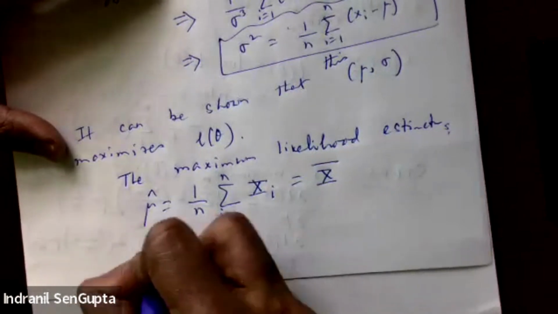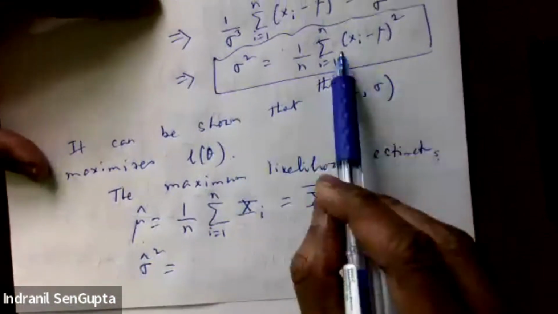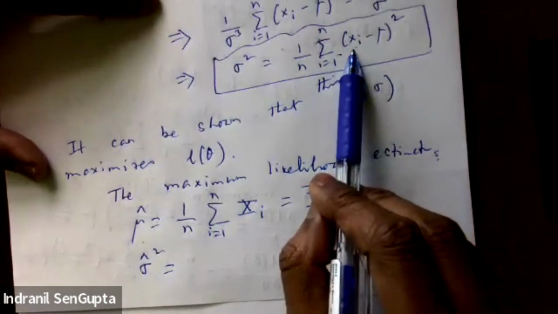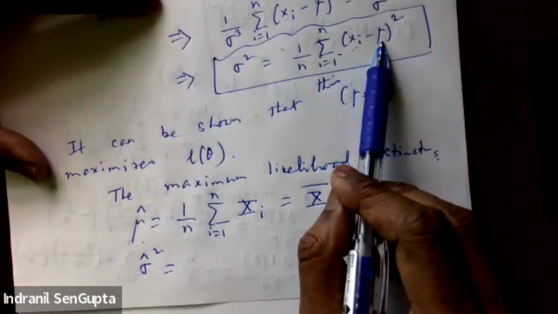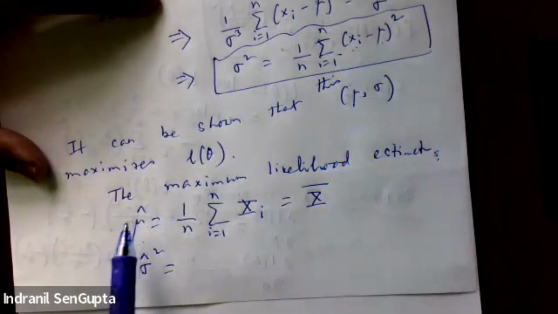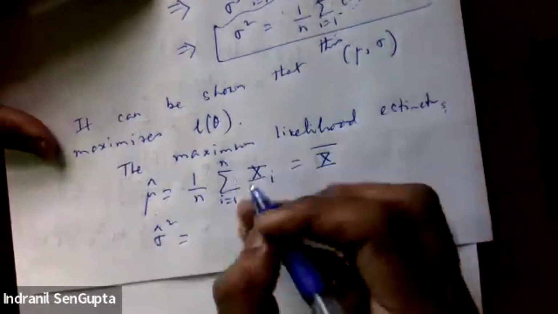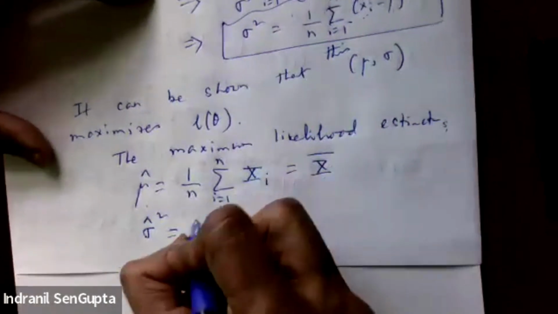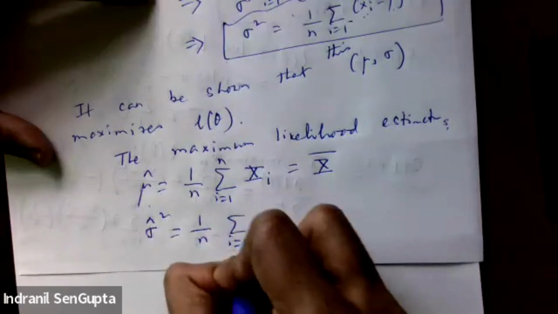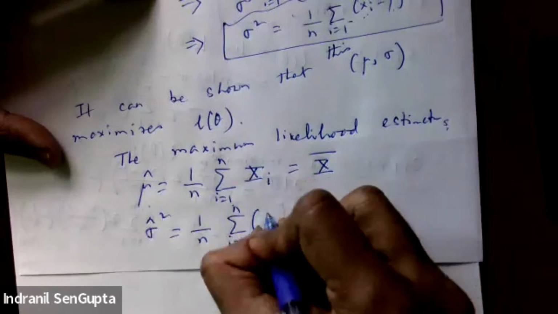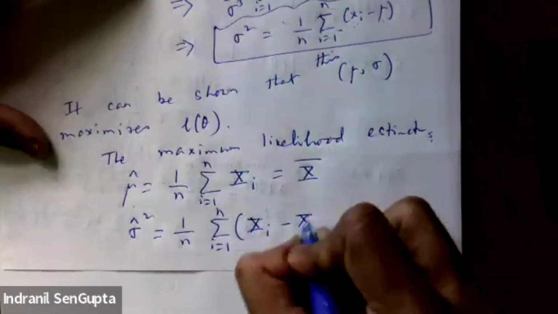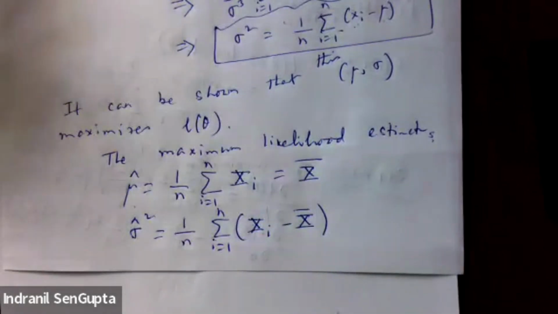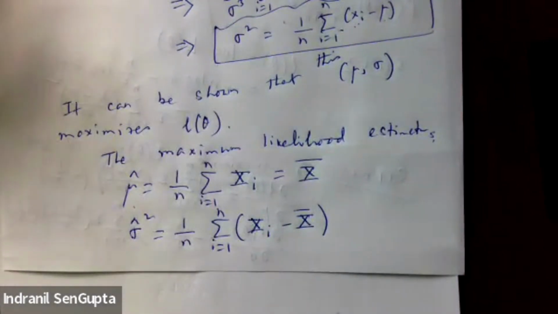What about sigma hat squared? Once again, we have the expression here. I'll replace the little xi's by big Xi's. And mu, we already found its estimator is x bar. So this is going to be 1 over n, summation i from 1 to n, of Xi, where little xi is replaced by big Xi, and mu is replaced by its observed value, x bar. Right?